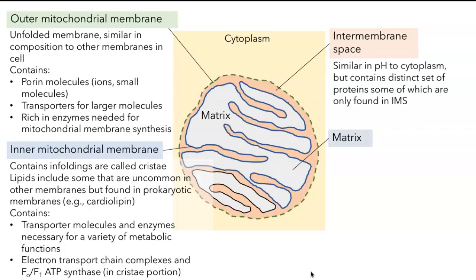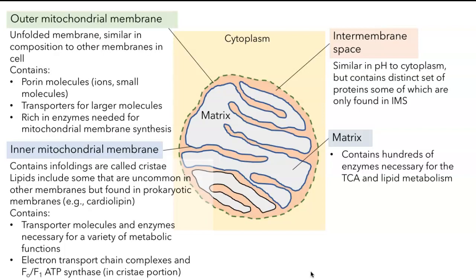The third mitochondrial compartment is the intermembrane space. It's similar in ion composition to the cytoplasm, although it does contain a distinct set of proteins, some of which are only found in the intermembrane space. One example would be cytochrome C.